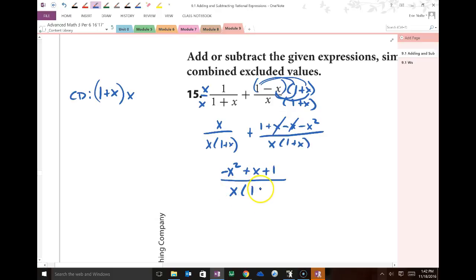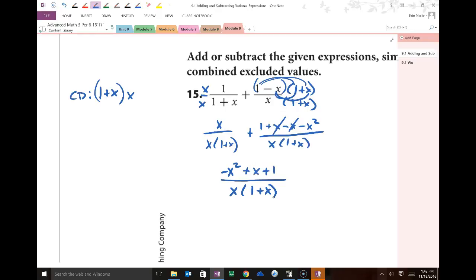Okay, so at one point I heard, I think it was Ruby said, do you want to simplify the bottom? Do I want to distribute that through? You never, ever distribute the bottom. You always want the bottom to be in factored form, because you can potentially simplify.